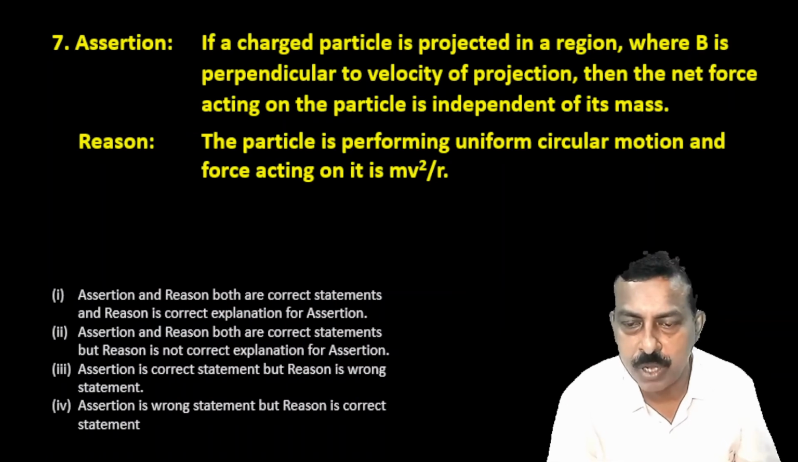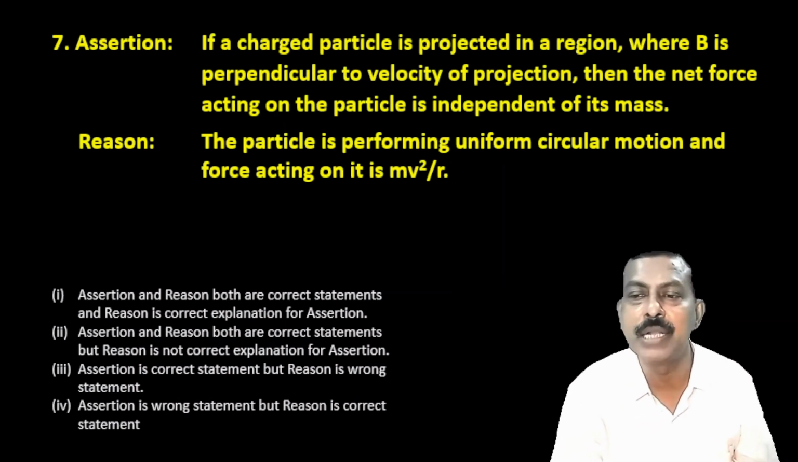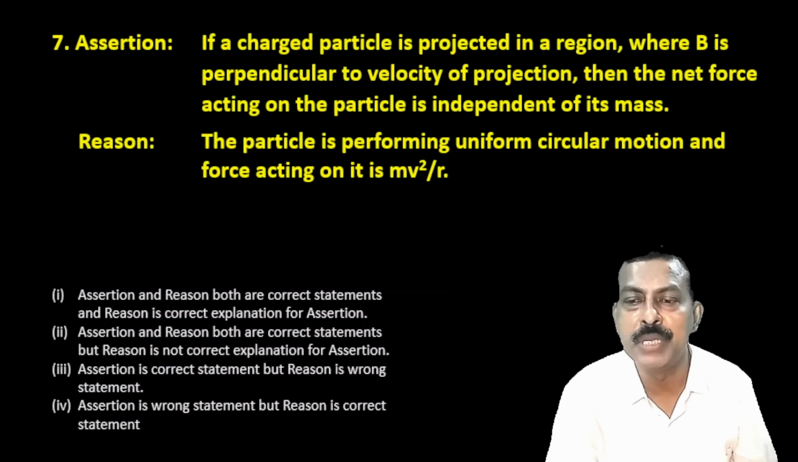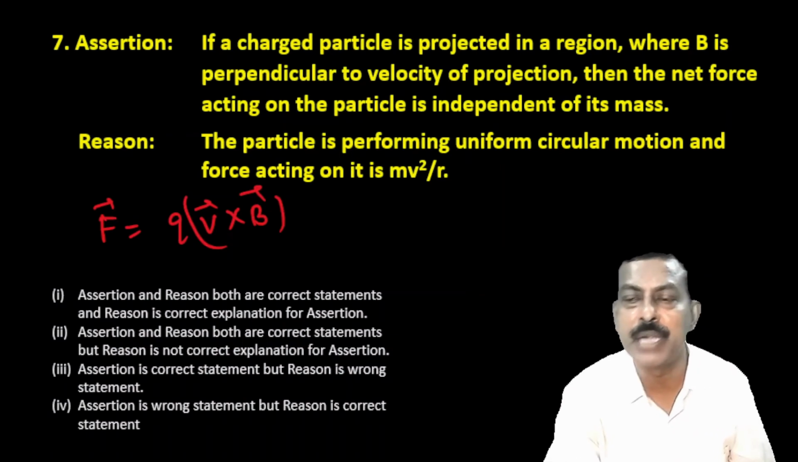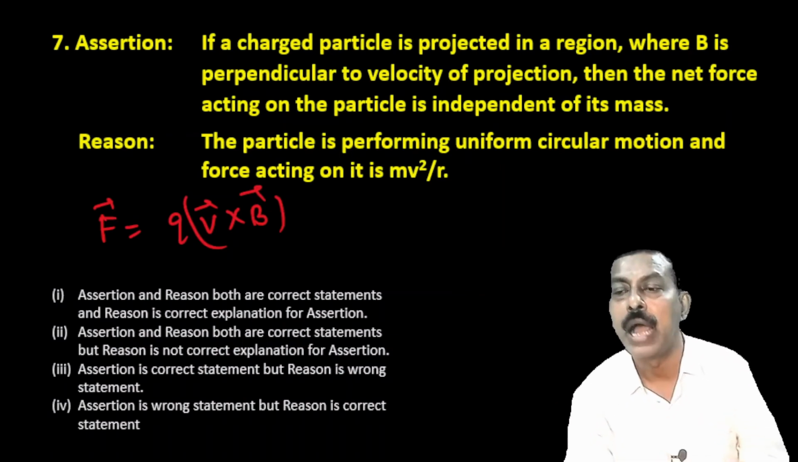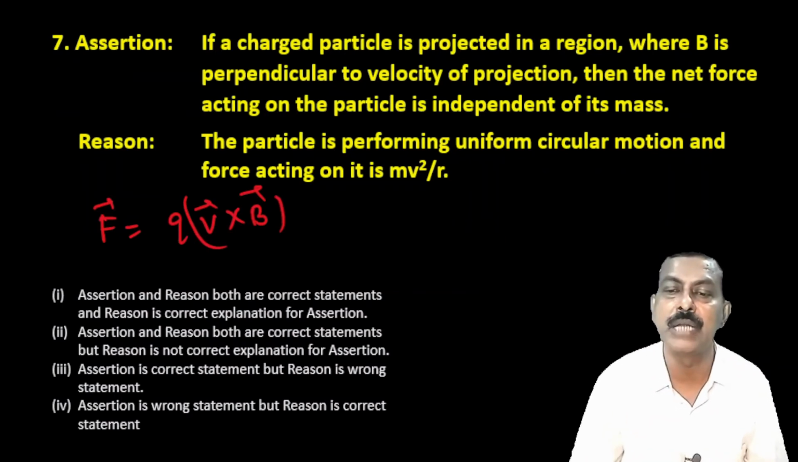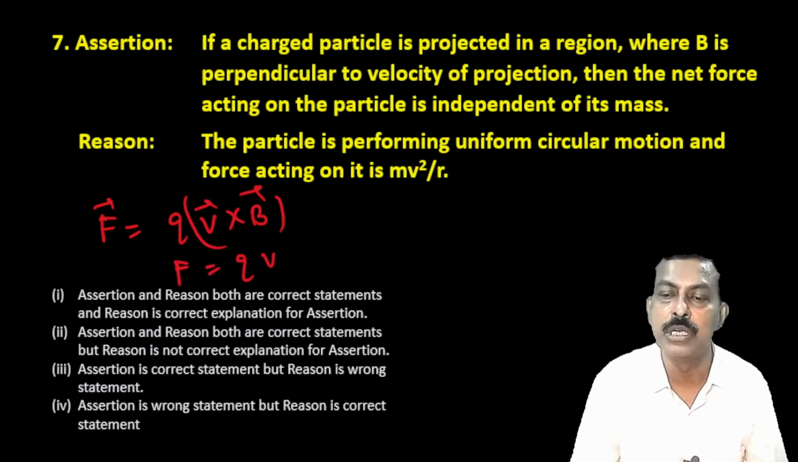Again, the same set of options are there. Assertion: if a charged particle is projected in a region where B is perpendicular to the velocity of projection, the net force acting on the particle is independent of its mass. Now if you consider the force on a charged particle, we have already discussed this, F equals QV cross B. If the charged particle is projected in a region of magnetic field and B is perpendicular to the velocity of projection, then F will be equal to QVB sine pi by 2. That means it is only QVB.